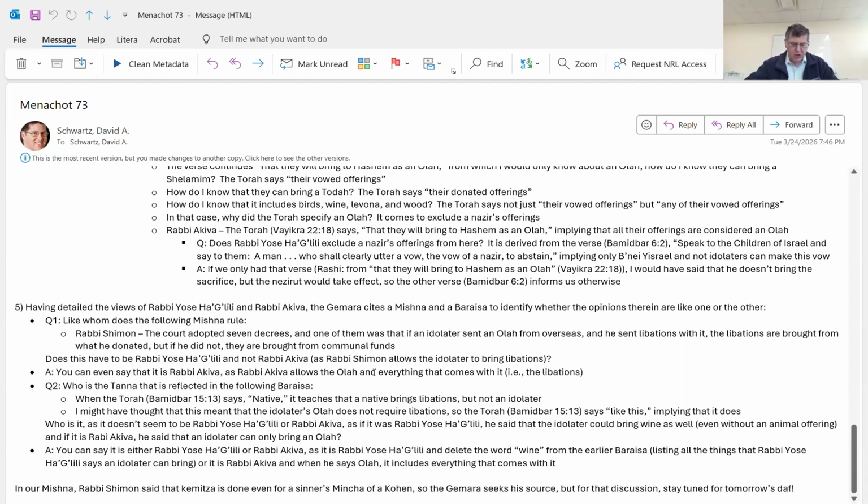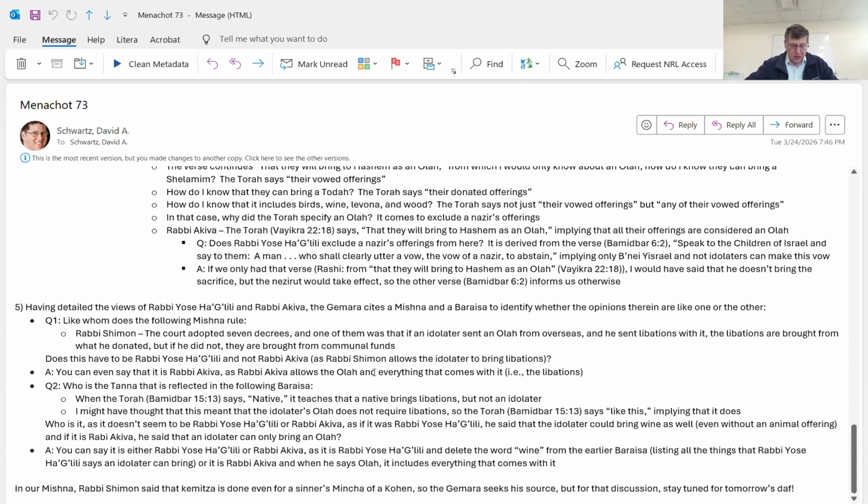If an idolater sends his ola from overseas, and he sends the libations with it, we are going to allow them to bring them. But if he doesn't send the libations, because they have to have libations with them, the community will pay for the libations, because we don't want to reject the non-Jew's korban.